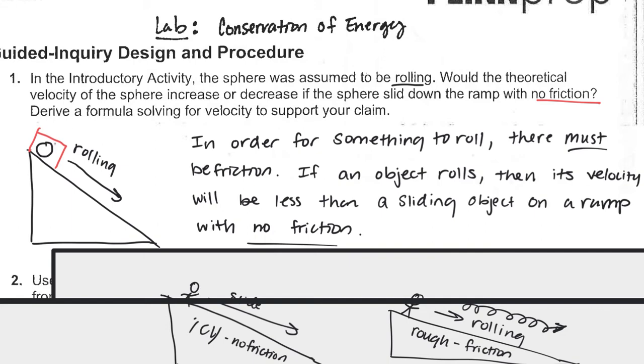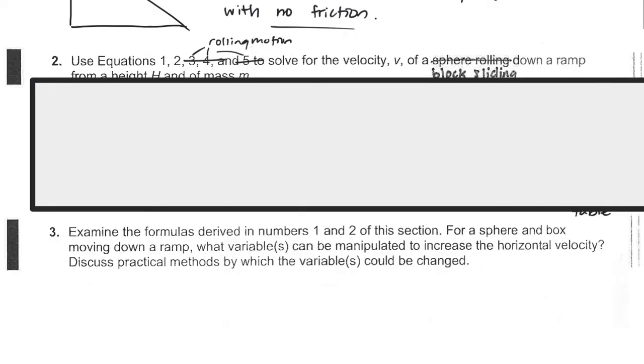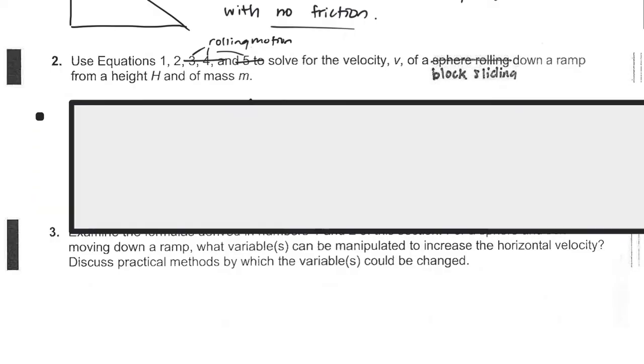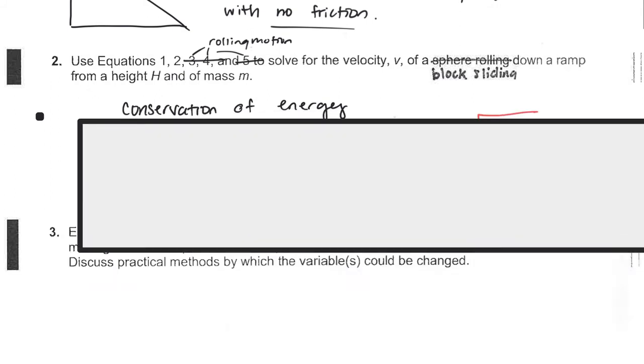And then deriving the formula, we're going to derive it in the second question. Okay, let's go on to question number 2. Question number 2 says use equations 1, 2, 3, 4, and 5, but we're just going to use 1 and 2. Equations 3, 4, and 5 have to do with rolling objects. We haven't learned it yet, so we're not going to use it. We're going to talk about the velocity of a block sliding down a ramp, so something that's not rolling. We're able to calculate that.